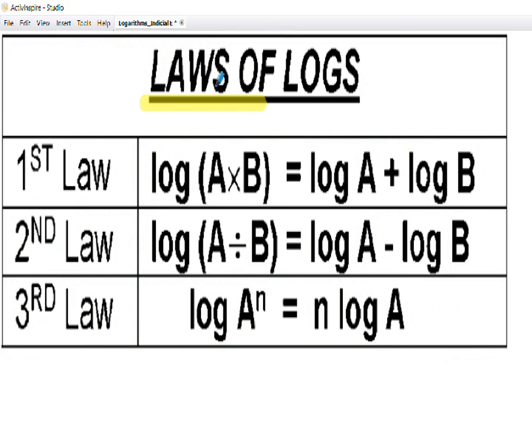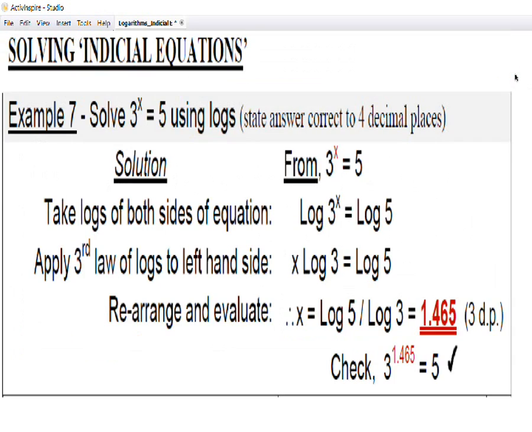Just a brief review of the laws of logarithms here. There are three laws of logarithms, but it's primarily the third law we'll be using in this set of notes. We're looking at the log a to the n format and writing it as n log of a. I'm going to take you through some examples now on solving what are called indicial equations using the laws of logarithms.